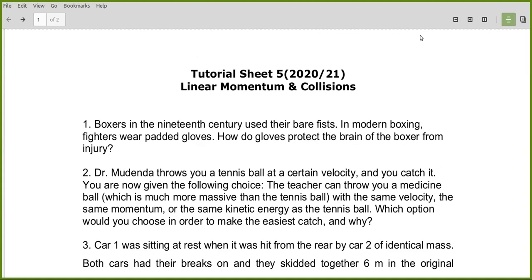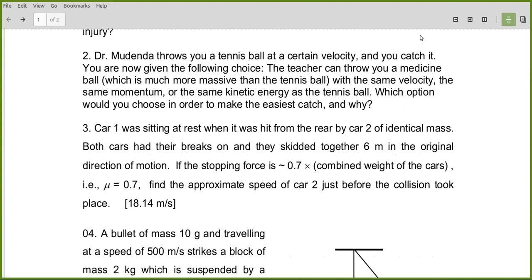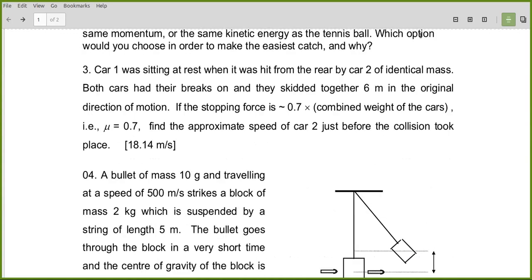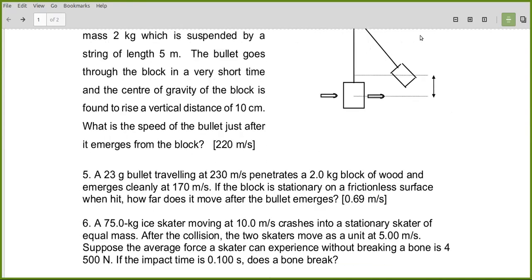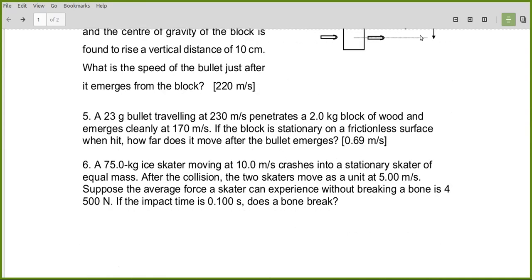So this is the tutorial sheet we're looking at. We answered question 3 and we also answered question 4. So in this video now, we're going to look at question 5 and question 6. Just going through the questions, I hope you have your tutorial sheet with you. We'll start by looking at question 5.